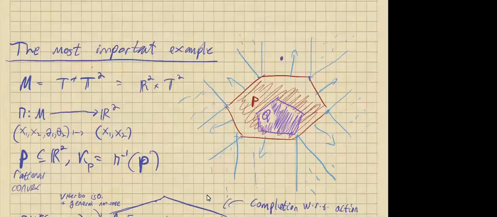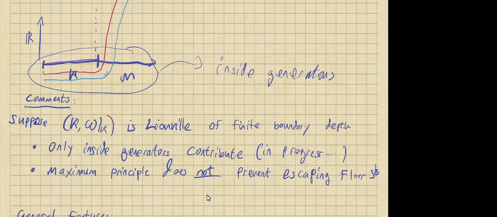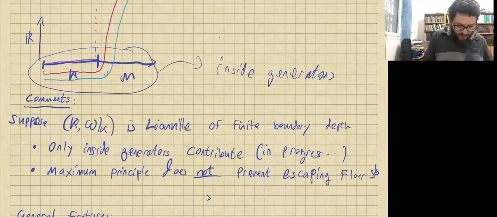Okay, so I'll say very briefly. If you have a Liouville domain, it has a differential. Since the chain complex is kind of a Banach space, you can talk about the question of whether the differential has a bounded right inverse. So finite boundary depth is another way of saying the differential has a bounded right inverse.